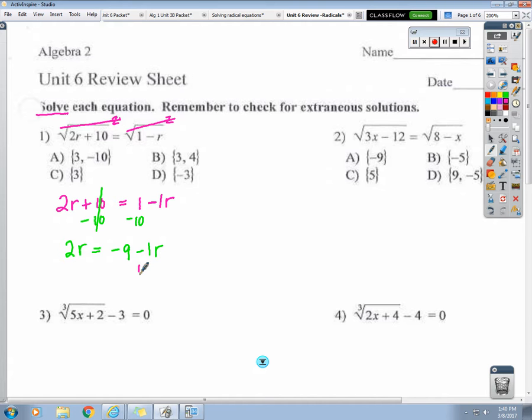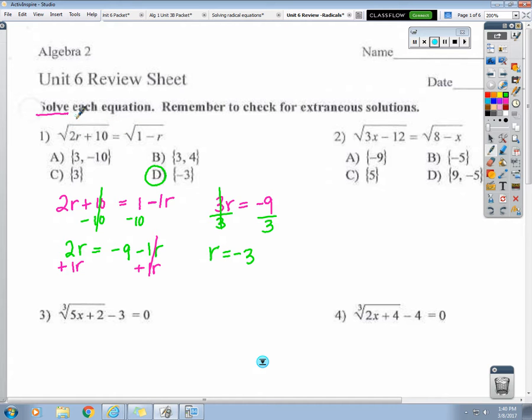I have to now add the 1r over to join the 2r. So now the left side becomes 3r, and on the right side I have negative 9. So the last step to isolate r is divide by 3, so r equals negative 3, which is choice D. Okay? Let's check it just to make sure it works.